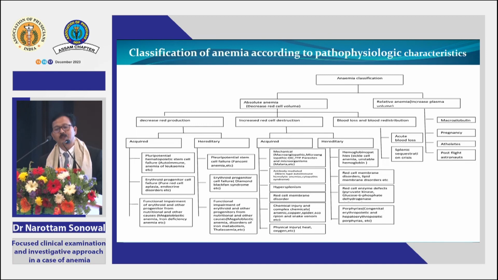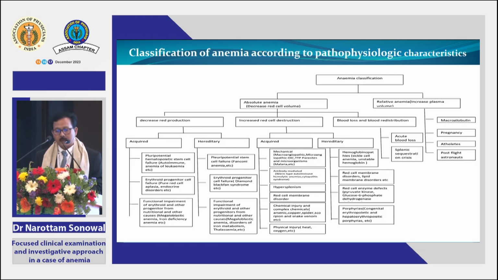It may be absolute anemia due to reduced red cell volume, and it may be relative anemia due to increased plasma volume. So in the absolute group, various causes are there: decreased red cell production, increased red cell destruction, and blood loss. In the first category, decreased production, we may get acquired causes and hereditary causes. In acquired causes, there is pluripotent hematopoietic stem cell abnormality, which is due to autoimmune causes, aplastic anemia, or leukemia.